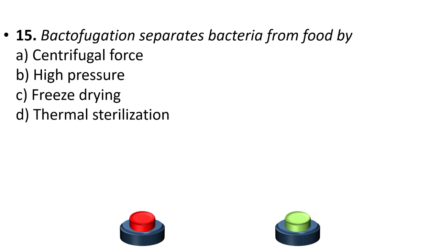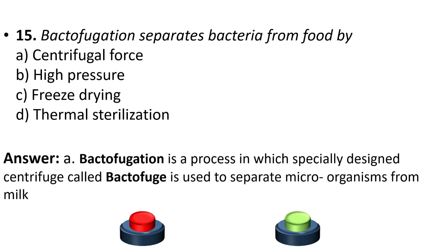15th question. Bacteriofugation separates bacteria from food by centrifugal force, high pressure, freeze drying, thermal sterilization. Your answer is option A. Centrifugal force. Bacteriofugation is a process in which specially designed centrifuge called bacteriofuge is used to separate microorganisms from milk.